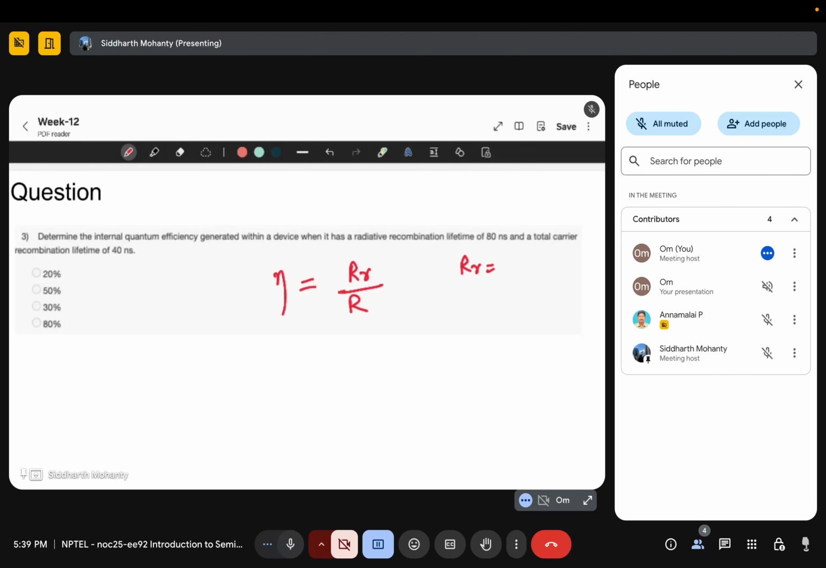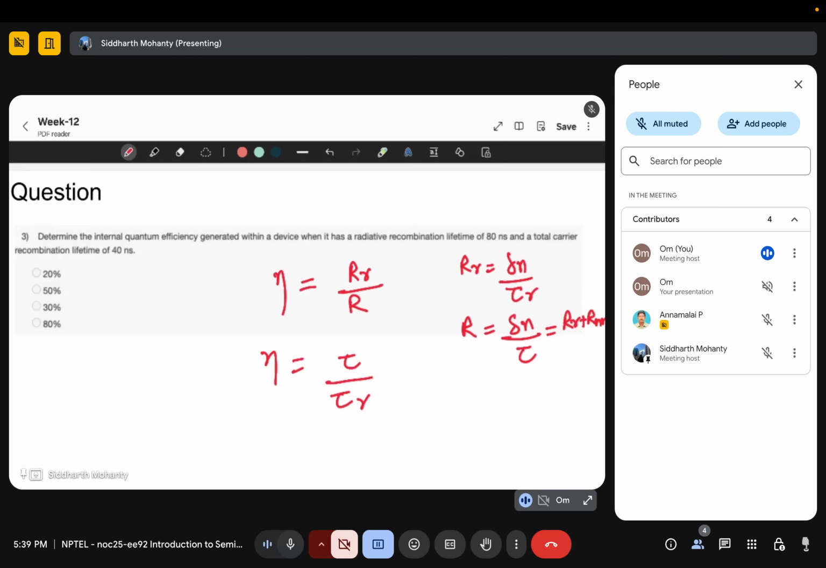RR is delta n by tau R. R is delta n by tau. R is the sum of RR plus NR and NR. So eta will become tau by tau R.